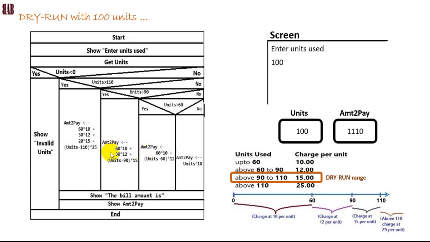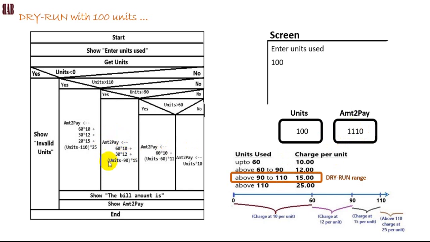So this calculation is done, which is 1110. You can calculate this and see. So now amount to pay calculates like that. When you put 100, it does not directly multiply by 10 or 12 or 15. It calculates the 60 only by 10, 30 by 12, and the balance 10 only by 15, calculating to 1110. That goes into the amount to pay. We are calculating and storing there.